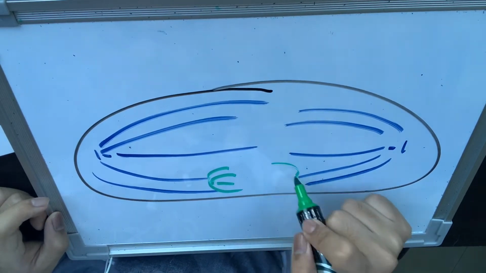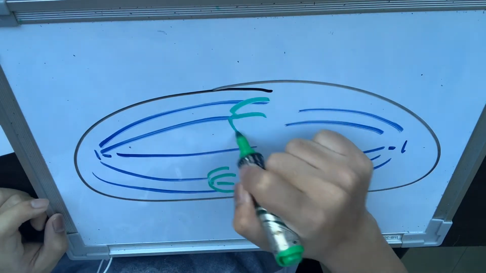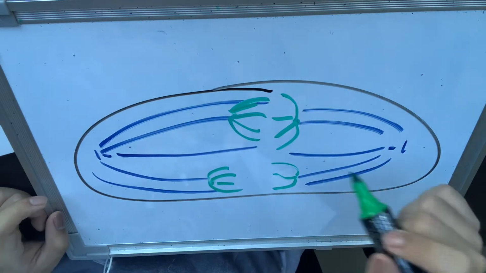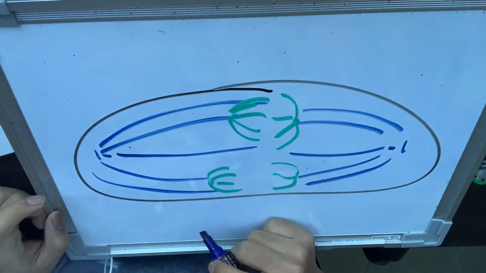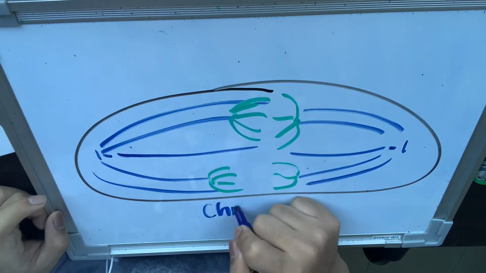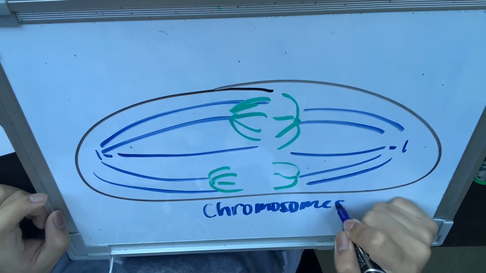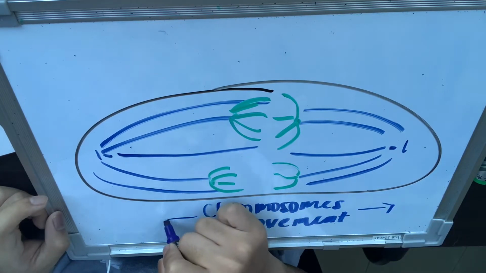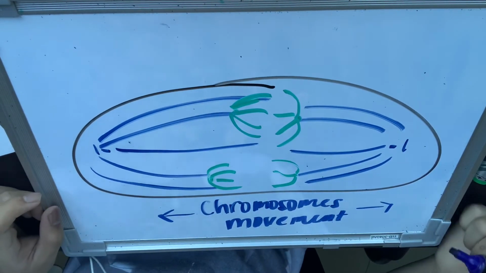Notice that in anaphase 1, sister chromatids remain attached at their centromeres and move together towards the pole. A key difference between mitosis and meiosis is that sister chromatids remain joined after metaphase in meiosis 1, whereas in mitosis, they separate. So take note of that, guys.